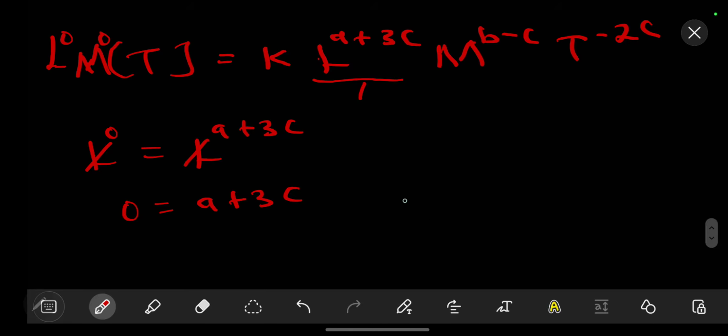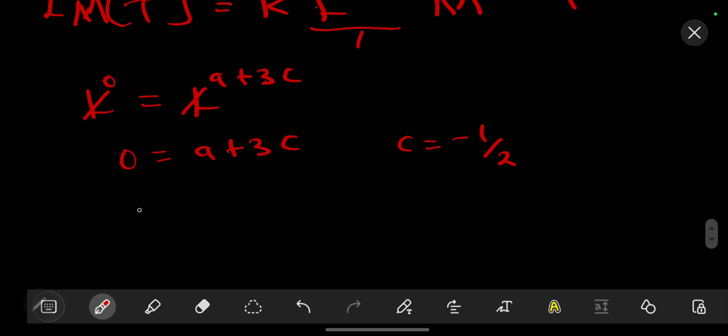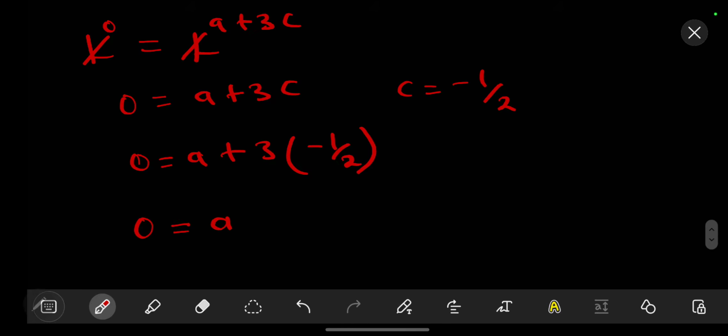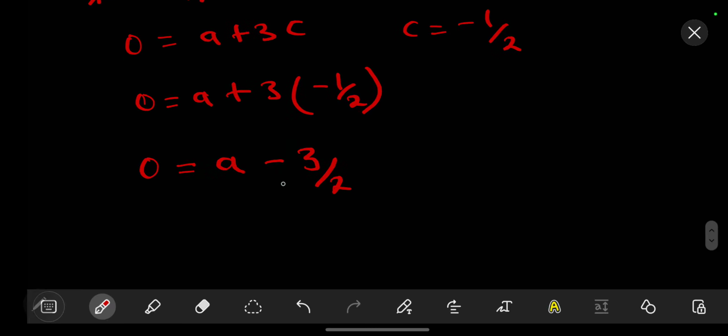So we know that our c is equal to, we have found it to be negative 1 over 2. So we say 0 should be equal to a plus 3, where there is c we put negative 1 over 2. So we have 0 should be equal to a, then negative half times 3 will give us negative 3 over 2. So to find a, taking the 3 over 2 this side, we have 3 over 2 should be equal to a.